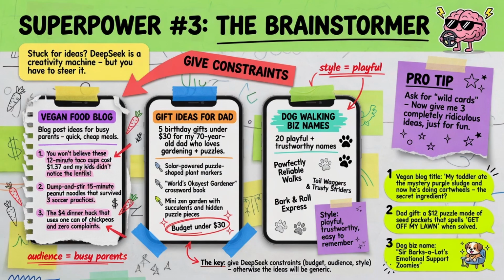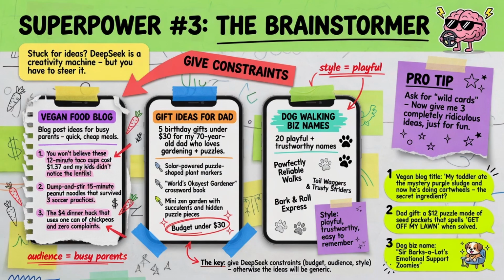Context. My audience is busy parents who want quick, cheap meals. Format. A numbered list. Each title should have a hook. For example, you won't believe. Example. Gift ideas. Suggest 5 birthday gifts for my 70-year-old dad who loves gardening and puzzles. Budget under $30.